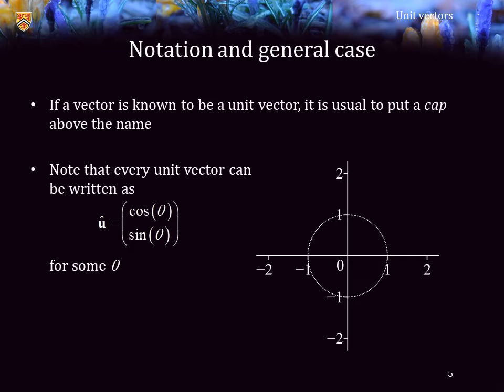If I was just simply giving you a vector v, we would write down its norm as the first entry of v squared plus the second entry of v squared, all square rooted.